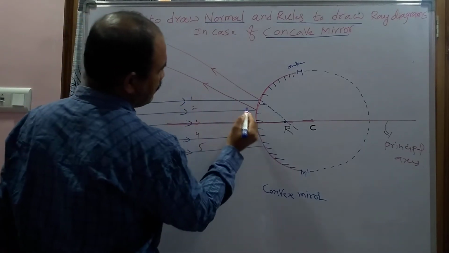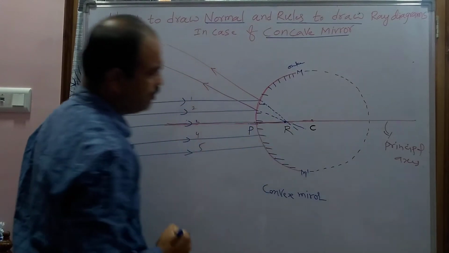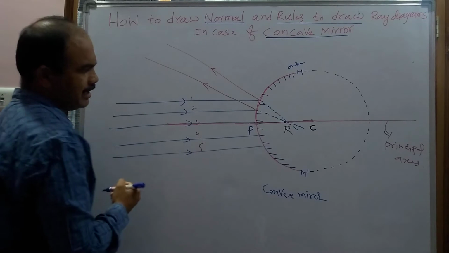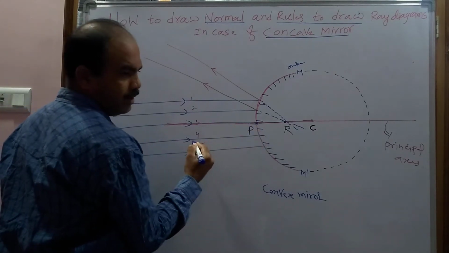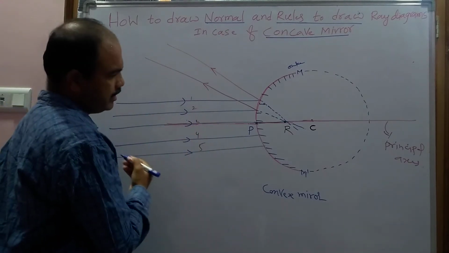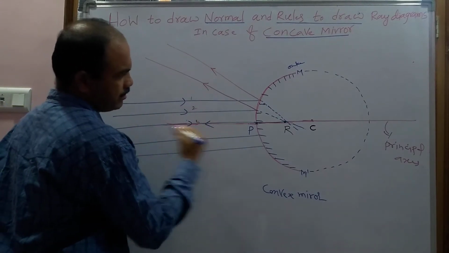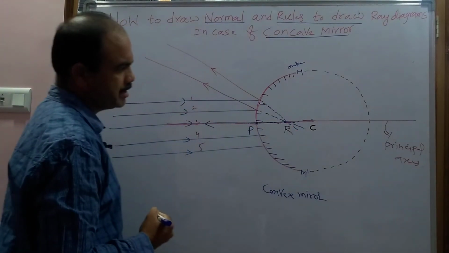Again, when it is extended back, it will meet at a point on the principal axis. Now come to the third ray. If the third ray is coming like this, incident at the pole, after that it can be retraced back. Later we will discuss how it is possible. When I extended back, what is happening? It is meeting at a point here on the principal axis.